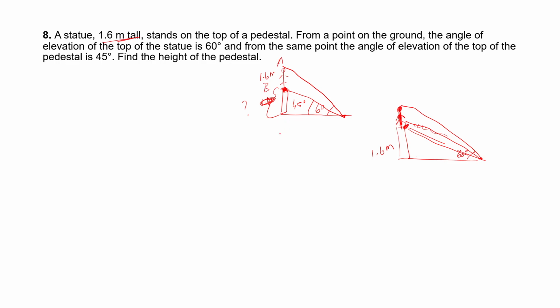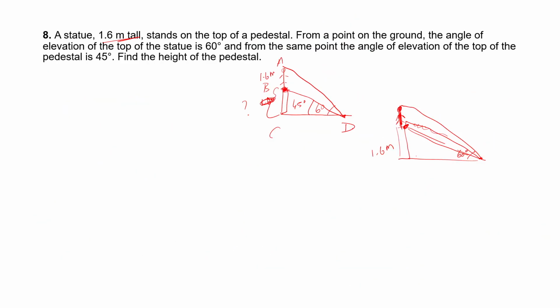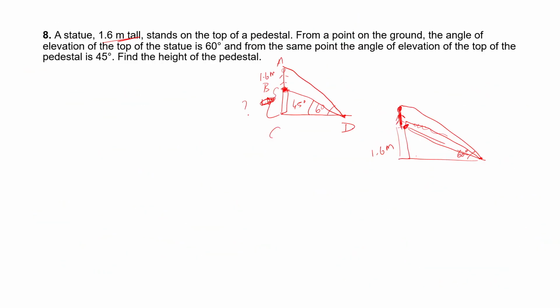It's exactly similar to your previous question. Hope you can solve it by yourself. Instead of building and tower, it is given pedestal and statue. The angles are the same, 45 and 60, so you can solve this better by yourself, I guess. So I can just give a hint.